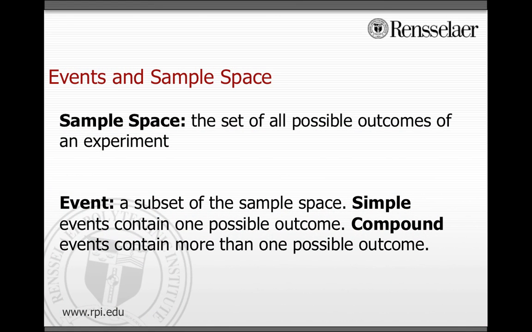First, let's talk about sample space and events. The sample space is going to be the set of all possible outcomes of an experiment. And an event would be the subset of the sample space, what actually occurs. A simple event is where you have one outcome at a time, and only one possible. Compound events can contain more than one possible outcome. So if you have an experiment that can possibly have two possible outcomes at the same time, that would result in a compound event.